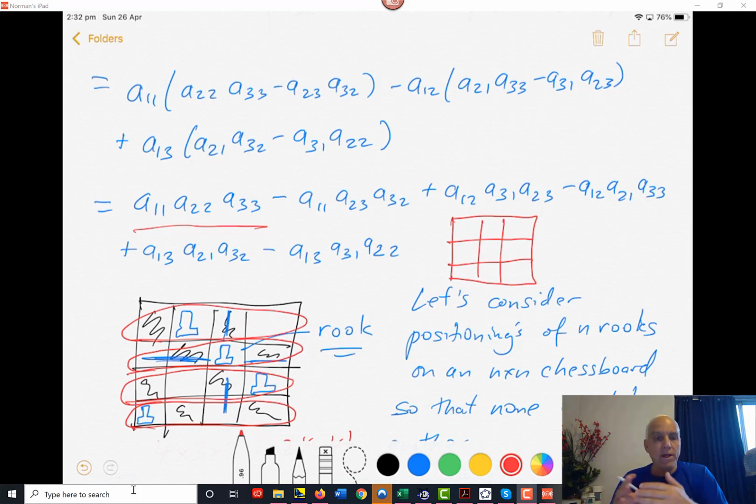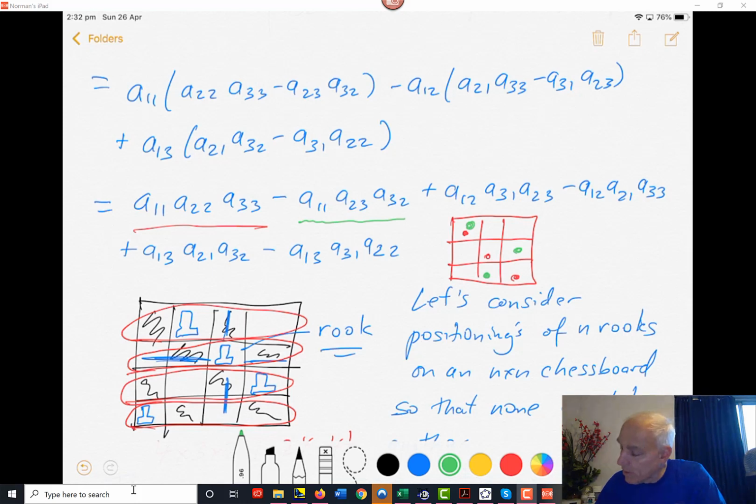Remember how we're organizing the matrix entries. This is the 1-1 entry, this is the 2-2 entry, this is the 3-3 entry. So this first term that I've underlined corresponds to a rook positioning where the 3 rooks are along the diagonal. How about the second one, maybe in green? A11, I'll put it there, A23, that's over there, and A32. That's another possible positioning of the 3 rooks on this 3x3 chessboard.